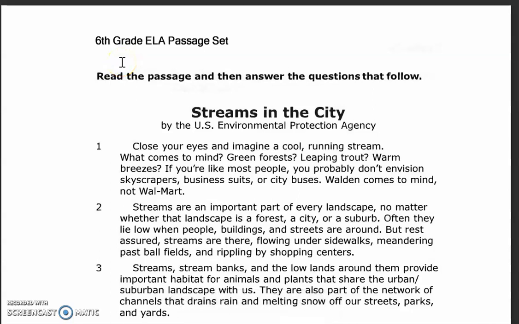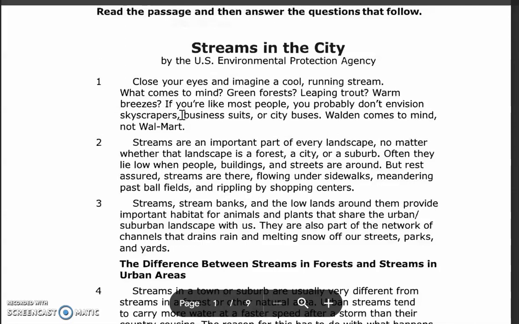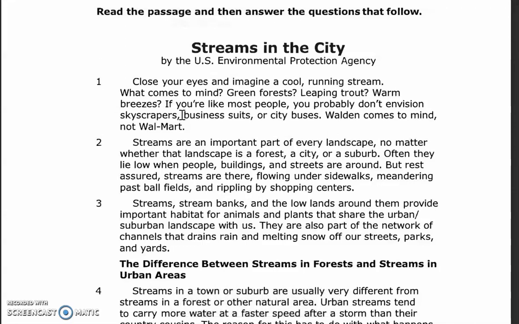Read the passage and then answer the questions that follow. Streams in the City by the U.S. Environmental Protection Agency. Close your eyes and imagine a cool running stream. What comes to mind? Green forests, leaping trout, warm breezes. If you're like most people, you probably don't envision skyscrapers, business suits, or city buses. Walden comes to mind, not Walmart.